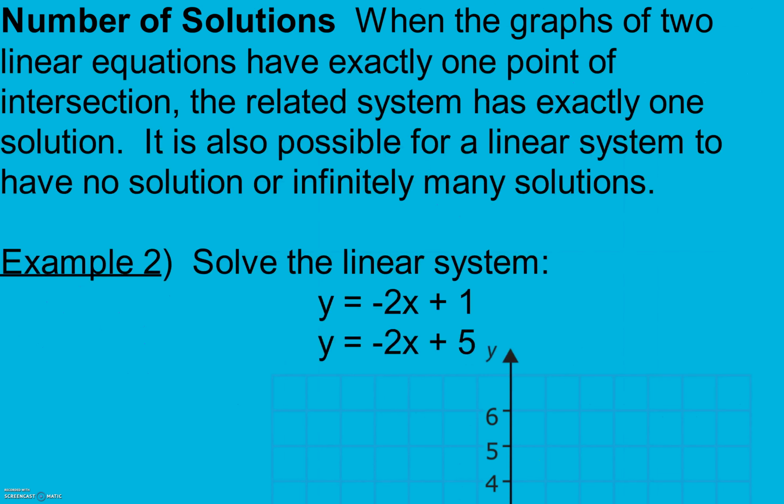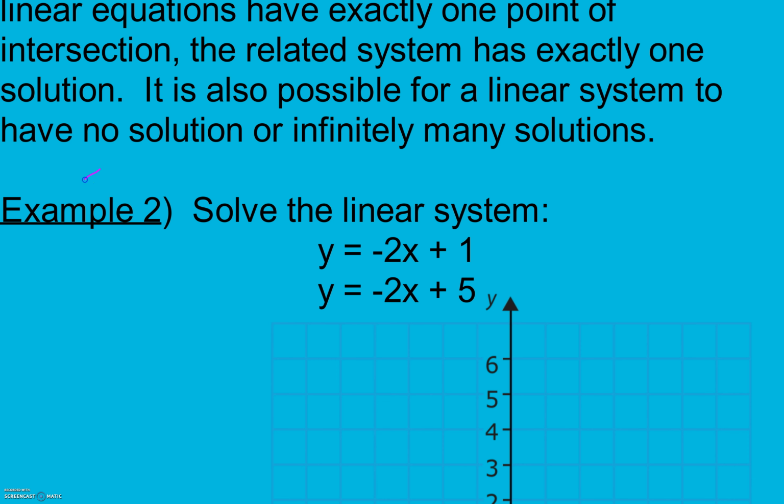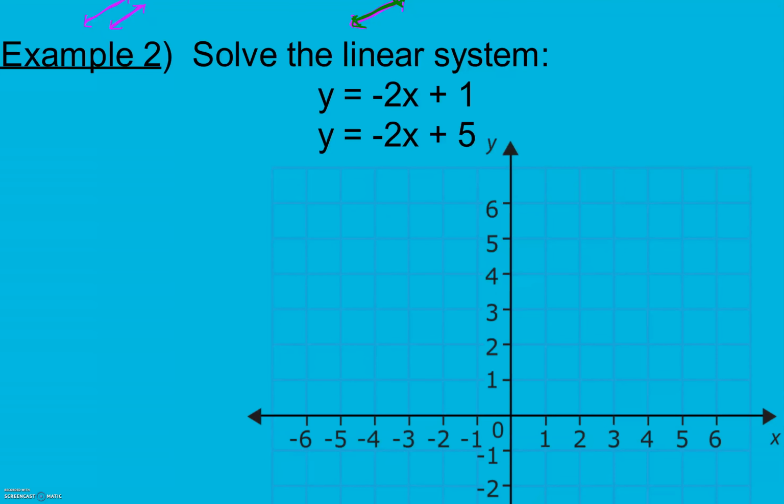When the graphs of two linear equations have exactly one point of intersection, the resulting system has exactly one solution. It's also possible for a linear system to have no solution or infinitely many solutions. No solutions is going to be if we have parallel lines, because parallel lines never intersect. Infinitely many solutions are going to be if one of our lines is the exact same line as our second line. If they completely overlap, then it's going to be infinitely many solutions, because every point on one will also be a point at the second.